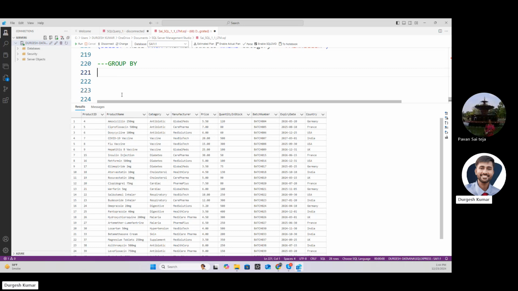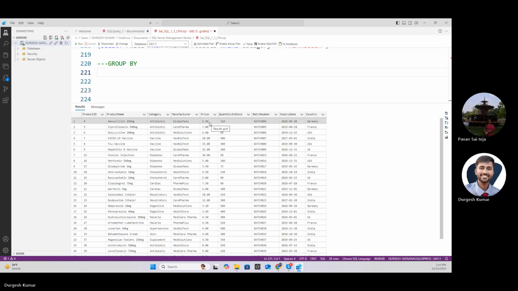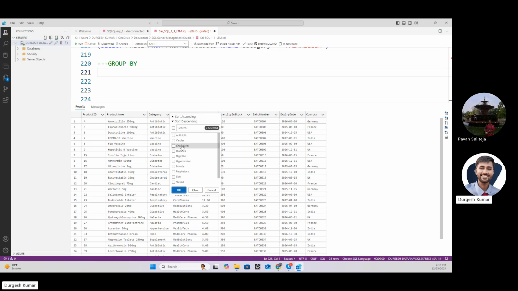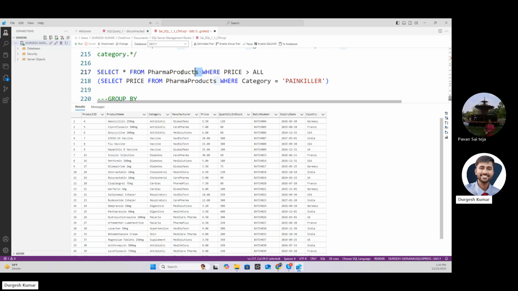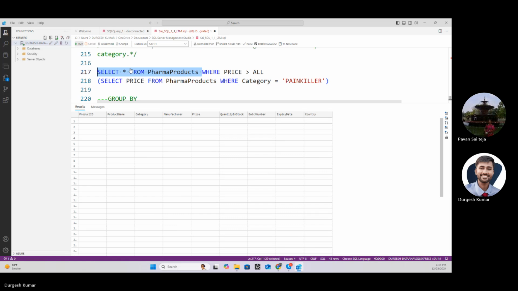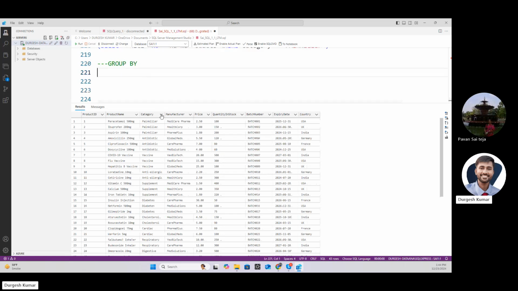Now, what does group by mean? Let's understand it on Excel first. So this is my Excel sheet. I wanted to see the total price of the product, the total for painkillers. So this is my painkiller. Let me select this. Where is it? It's not there. Why? Because this is a different table. Okay, now see, we have painkiller here.